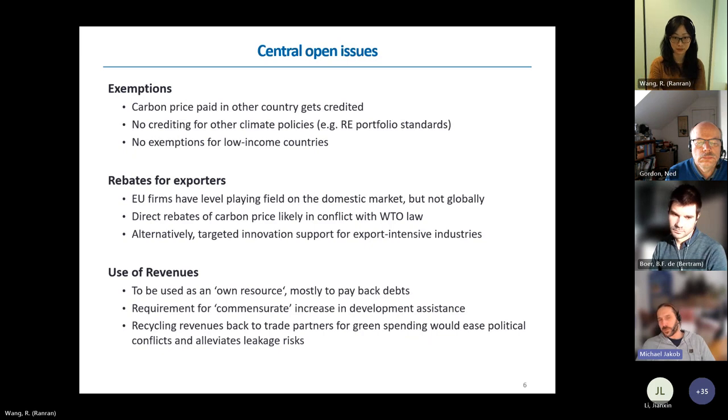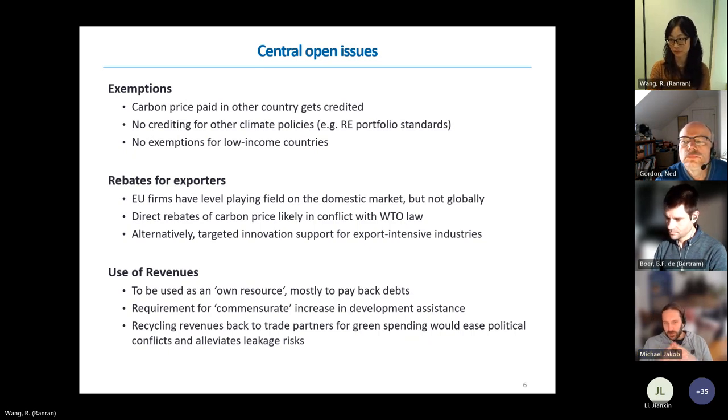And also, of course, from a political perspective, because then you have to decide, well, is the US IRA a good policy and the Indian energy efficiency standard not? And this, of course, creates a lot of room for conflict.